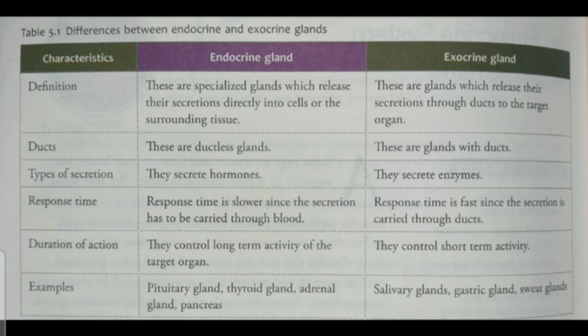Okay. The next one is according to the response time. For endocrine glands, the response time is slower since the secretion has to be carried through blood. Endocrine glands, which are secreting hormones, work a little slowly because they don't have ducts. The secretion first mixes with the blood and then travels to the target organ, and then the function happens. So that is why the response time is slow.